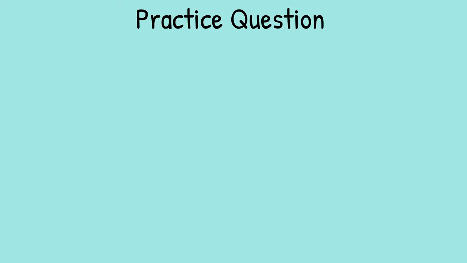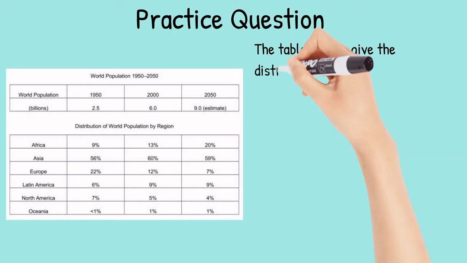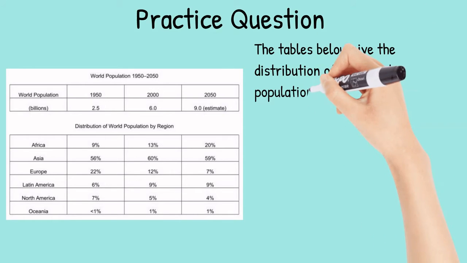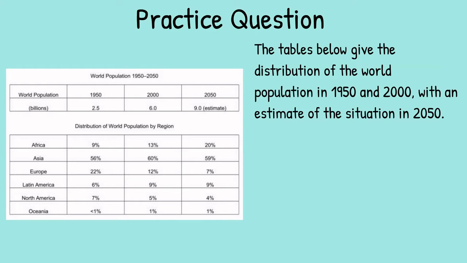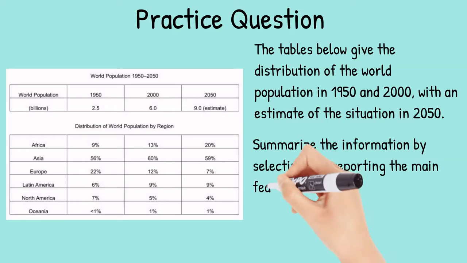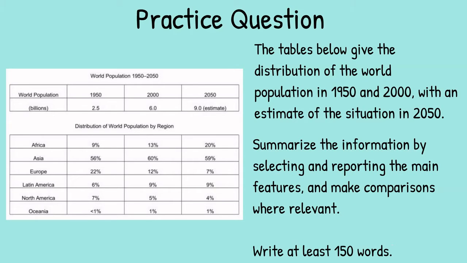Here's our practice question. The table below gives the distribution of the world population in 1950 and 2000 with an estimate of the situation in 2050. Summarize the information by selecting and reporting the main features and make comparisons where relevant. Write at least 150 words.